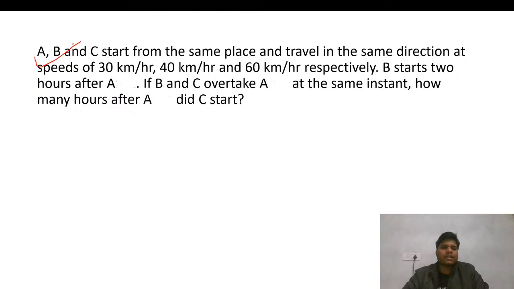A, B, and C start from the same place and travel in the same direction at these speeds. B starts 2 hours after A. If B and C overtake A at the same instant, how many hours after A did C start? Again, a simple, important concept. This type of question also has been there in the CAT.